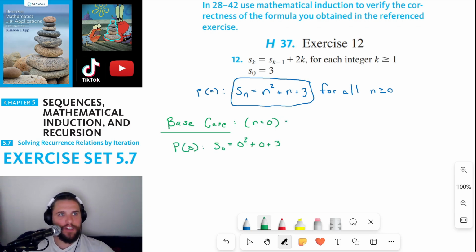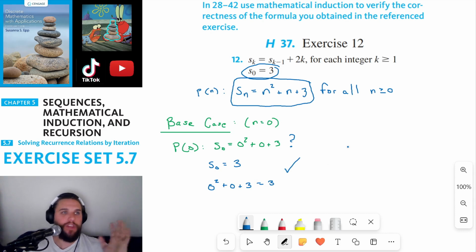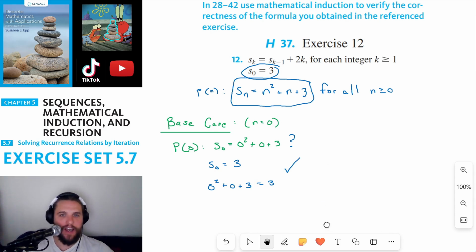P of 0 is the statement that S sub 0 equals 0 squared plus 0 plus 3. But I'll put a question mark here because we don't want to assume the conclusion. We actually want to show this. We'll evaluate the left-hand side, S sub 0. Well, actually, this is given to us, so we could just say S sub 0 equals 3. And then we can evaluate the right-hand side, which is 0 squared plus 0 plus 3, which also equals 3. And so therefore, P of 0 is true because the left-hand side equals the right-hand side.